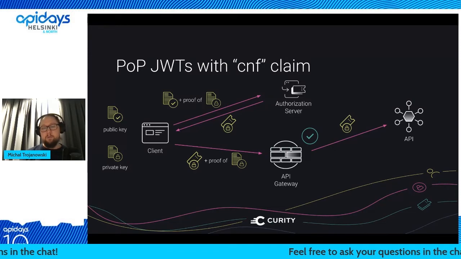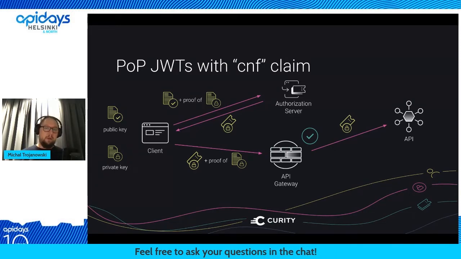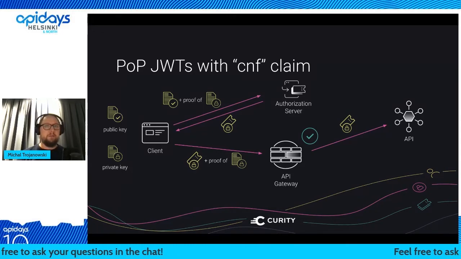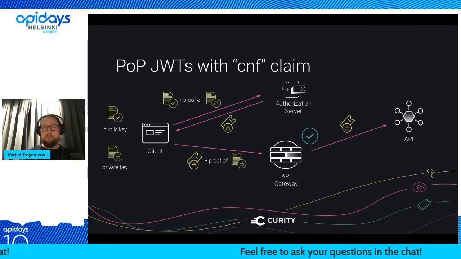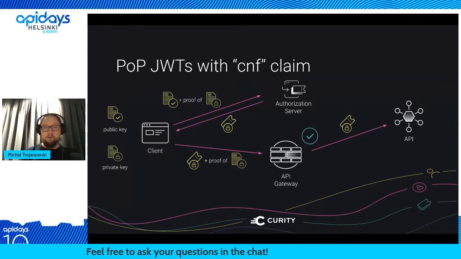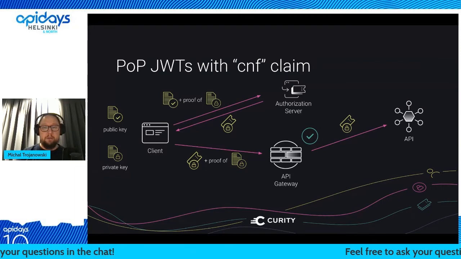So there are different implementations of the POP tokens. For example, there's a demonstration of proof of possession. You can use that if you have a client which is not able to hold a secret, so to establish an MTLS connection to servers.